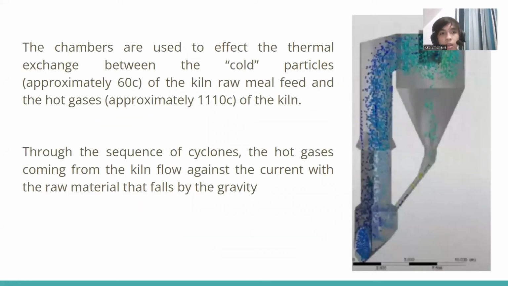The chambers are used to effect the thermal exchange between the cold particles, approximately 60 Celsius, of the kiln raw meal feed, and the hot gases, approximately 1110 Celsius, of the kiln. Through the sequence of cyclones, the hot gases coming from the kiln flow against the current of the raw materials that fall by gravity.